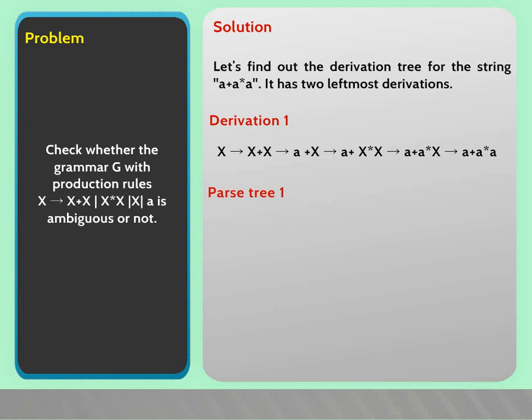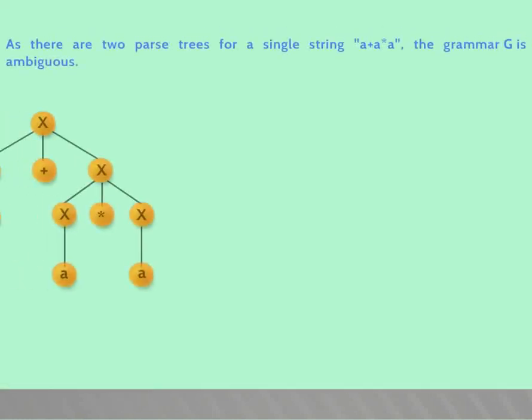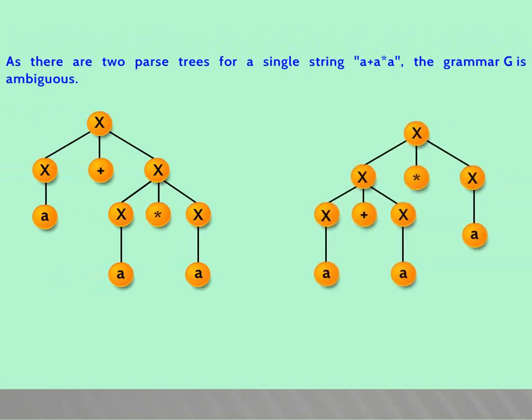Parse tree 1. Derivation 2. X provides x into x provides x plus x into x provides a plus x into x provides a plus a into x provides a plus a into a. Parse tree 2. As there are two parse trees for a single string a plus a into a, the grammar G is ambiguous.